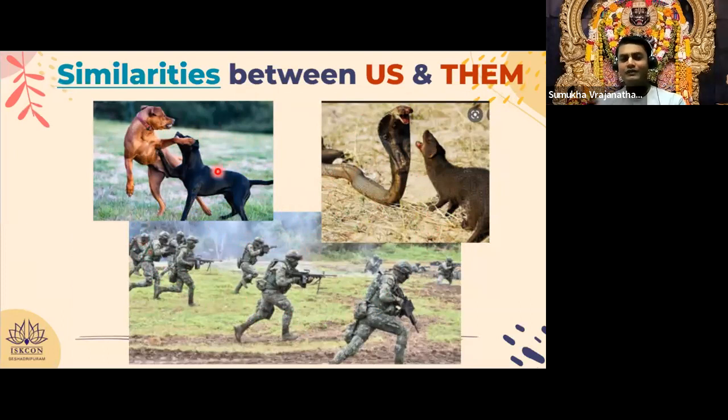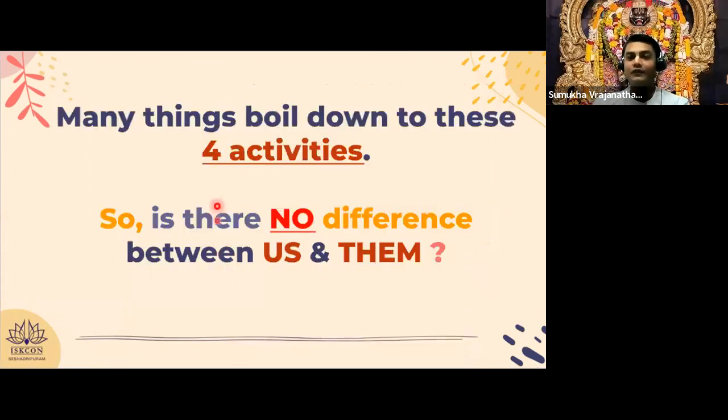So we've seen this: ahara, nidra, bhaya, maithuna. Srila Prabhupada says these are four activities. What are the four activities which we have discussed? Ahara means eating, nidra means sleeping, bhaya means defending, and maithuna means mating. So if you see, our whole life revolves around these four activities: eating, sleeping, mating, and defending.